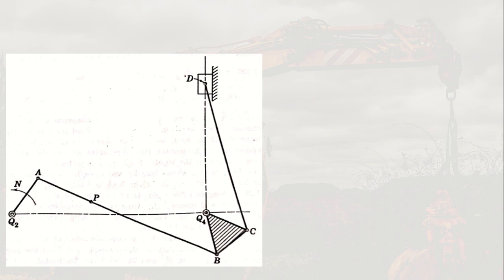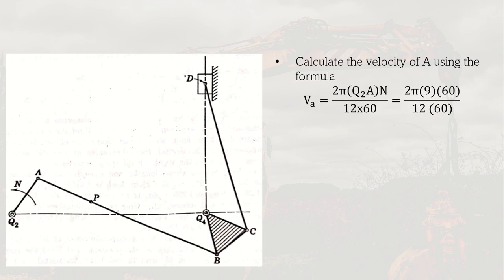So again, we are going to first locate a pole Q. We calculate first the velocity of A using the formula 2 pi n r. The 12 here and 60 are conversion factors because our given is in inches. So we convert it to feet by dividing by 12, and we convert it to seconds by dividing by 60. So our result now would be in feet per second. That's why we substitute r and n, which are 9 and 60 respectively. So the velocity of A is 4.71 feet per second.